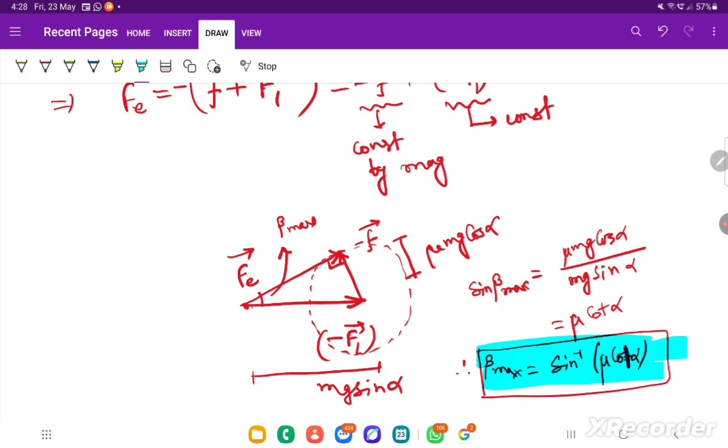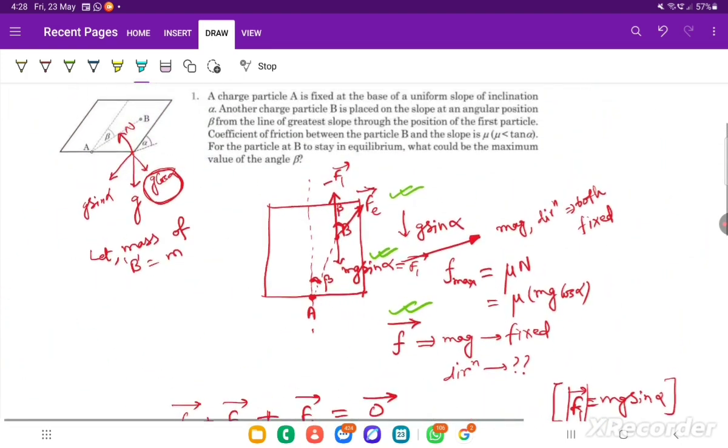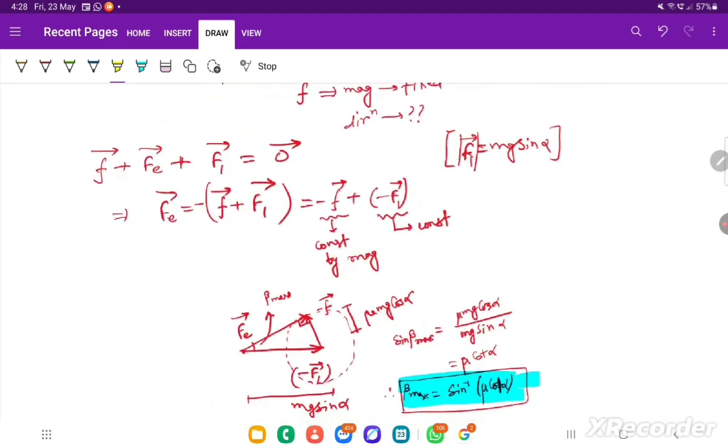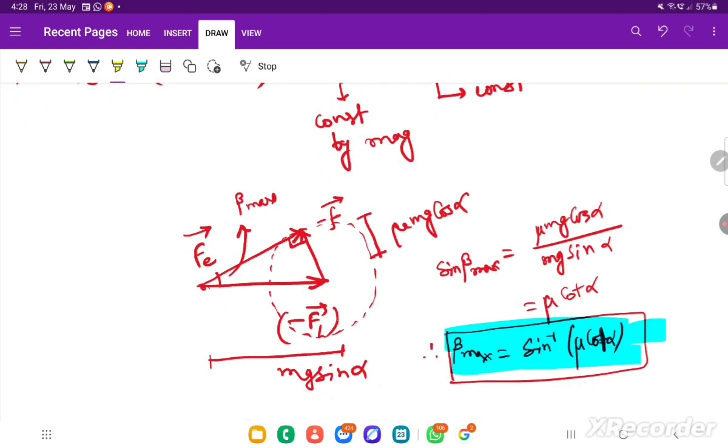And as I said, there is a significance of why mu is less than tan alpha is given here. This is just because, if you see, the radius of this circle is mu mg cos alpha. If mu is less than tan alpha, then mu mg cos alpha will be less than mg sin alpha. So the circle, the tip of minus F when revolving on this circle, will cut at some point here the minus F1 vector. But if mu would have been greater than tan alpha, then minus F, that is mu mg cos alpha, would have been greater than mg sin alpha.